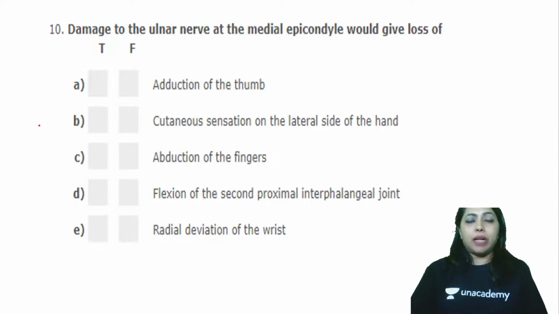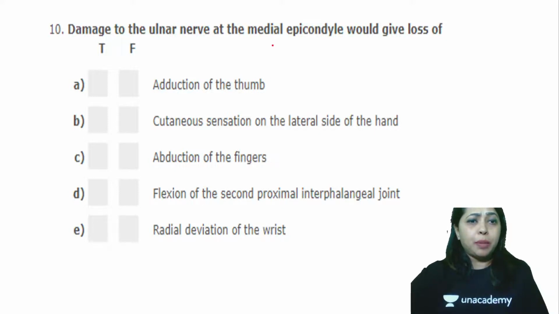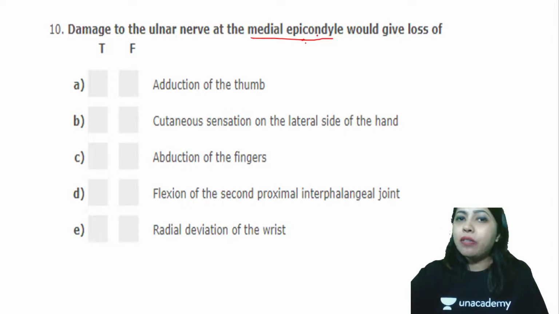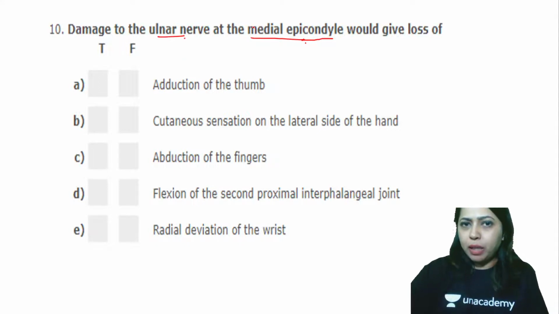Damage to the ulnar nerve at the medial epicondyle would give loss of... where is the medial epicondyle? There is a lateral epicondyle, there is a medial epicondyle, and related to the medial epicondyle is the ulnar nerve because it passes through a small tunnel behind the medial epicondyle, and it is well protected there. Unless there is a fracture of the medial epicondyle, the ulnar nerve will not be touched and it is pretty safe there. So damage to the ulnar nerve can happen at the medial epicondyle because of fractures, because of trauma. But what is the consequence of that?